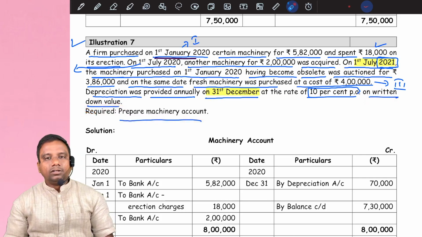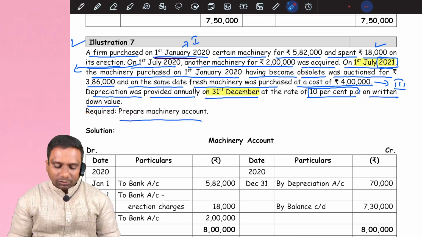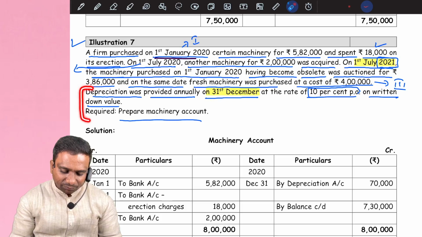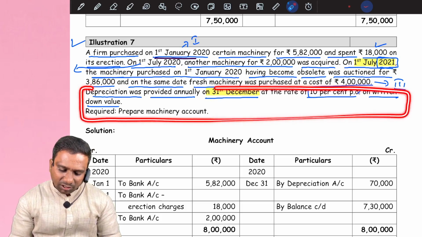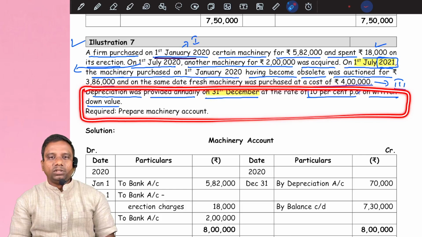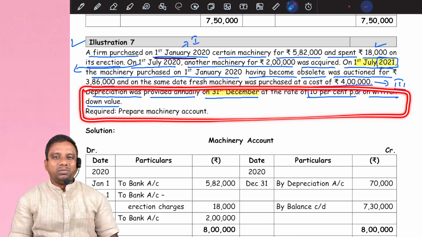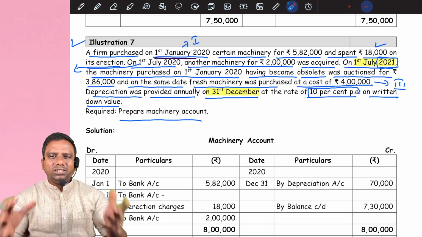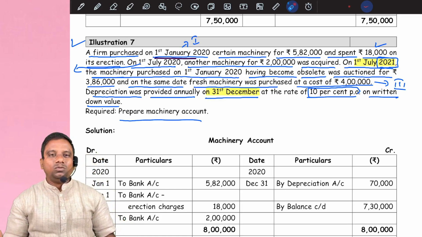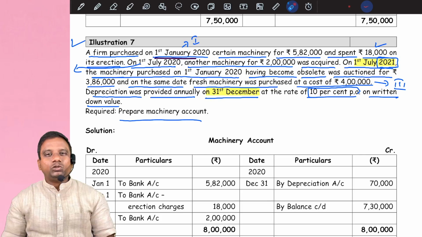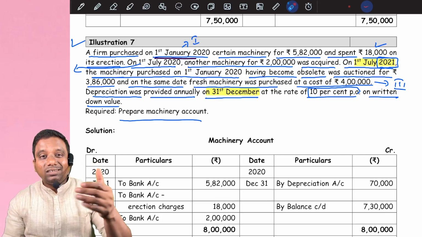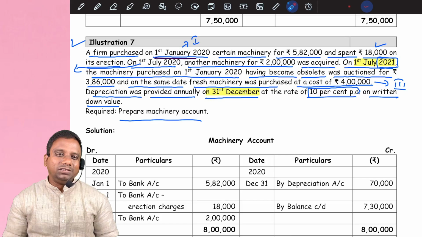Prepare machinery account. Sir, I understood the last three lines. But the above four lines, I am unable to understand, sir. Something I can understand, but what is this? Most of the students will get confused. They start getting confused from here onwards.